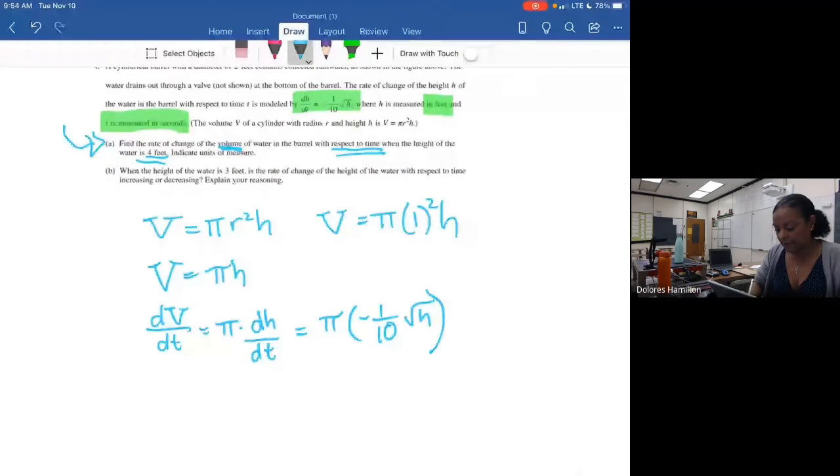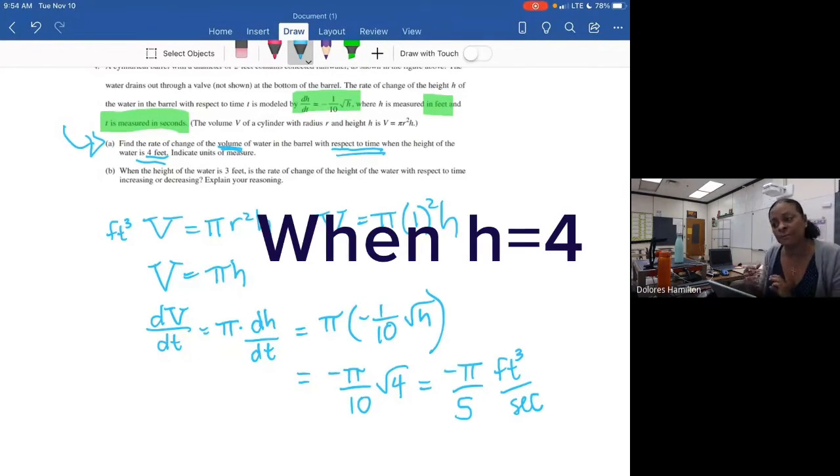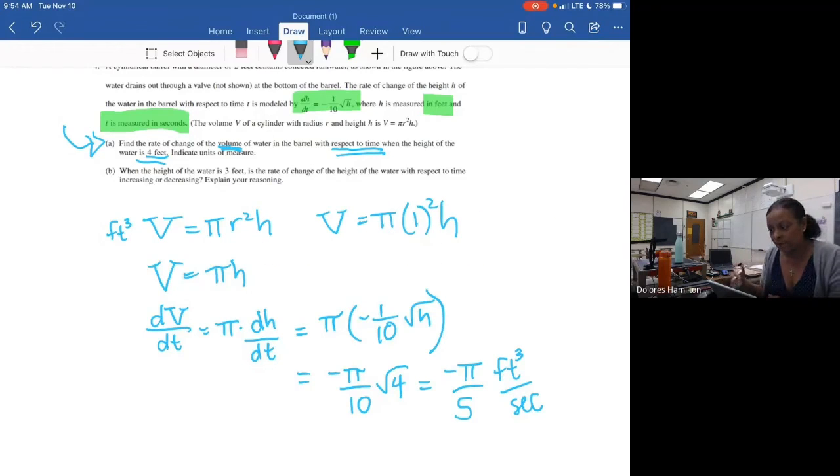So then that gives us as our answer -pi/10 times root 4. I can leave my answer like that, but I want to clean it up a little bit. So then that gives us negative pi over 5. I'm not finished. I need units. Volume is cubic feet, and our time was in seconds. So this would be cubic feet per second. So our dV dt is going to be negative pi over 5 cubic feet per second.